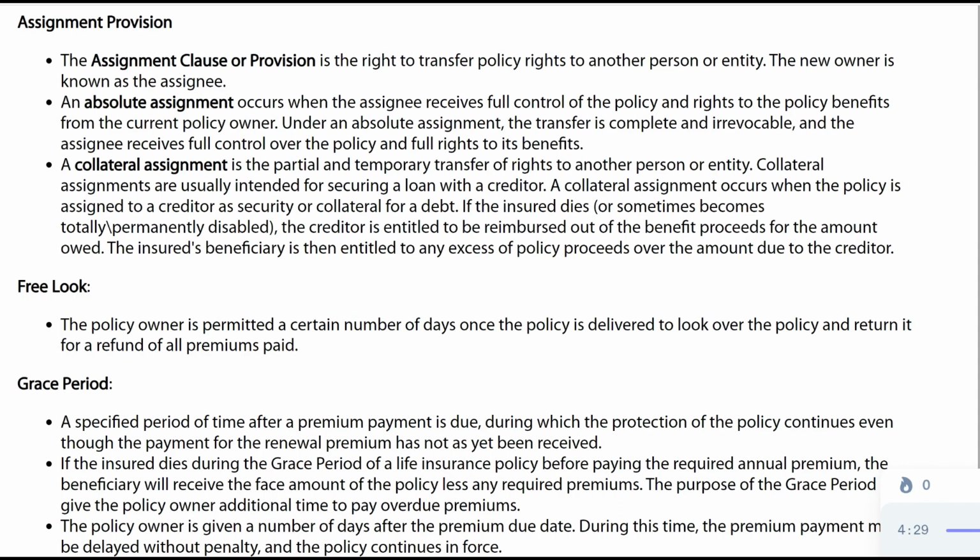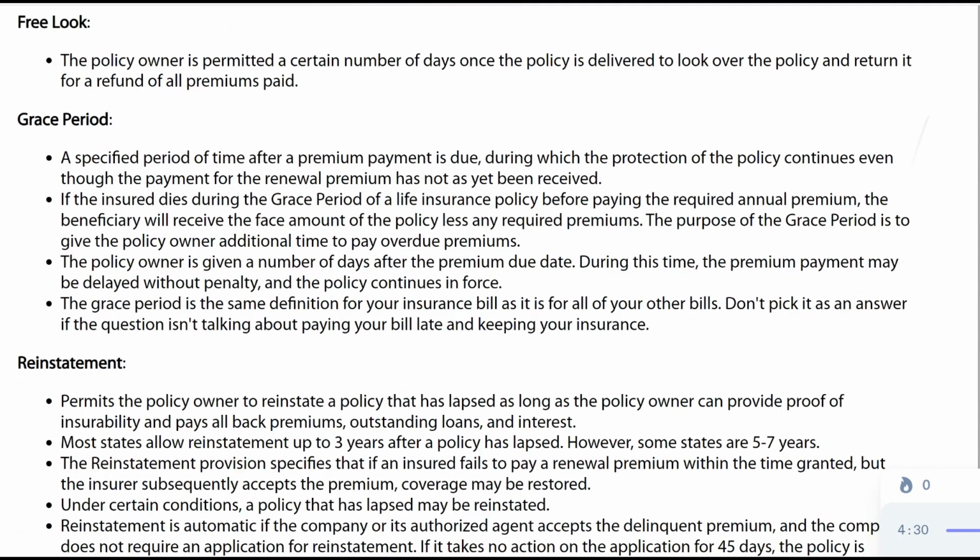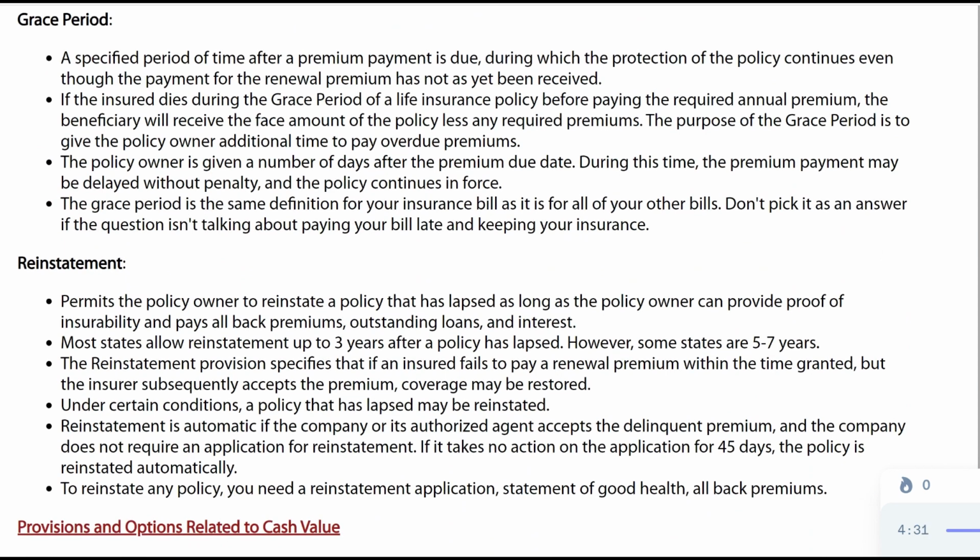Grace period. A specified period of time after a premium payment is due, during which the protection of the policy continues even though the payment for the renewal premium has not as yet been received. If the insured dies during the grace period of a life insurance policy before paying the required annual premium, the beneficiary will receive the face amount of the policy less any required premiums.